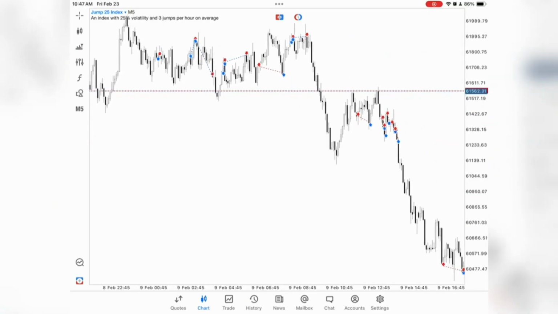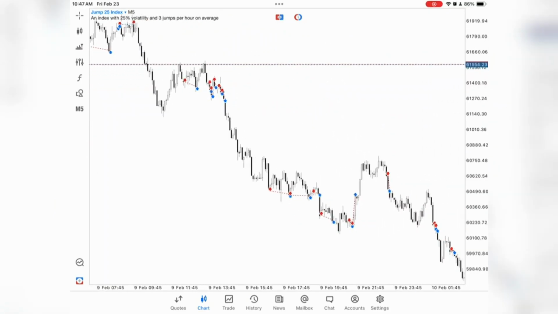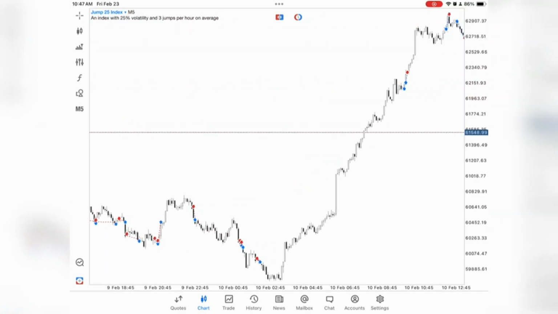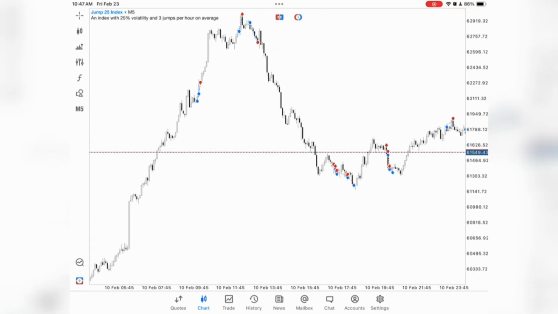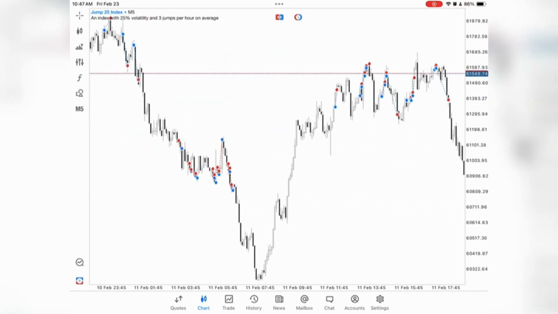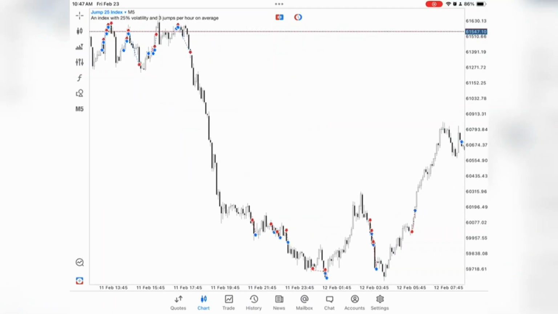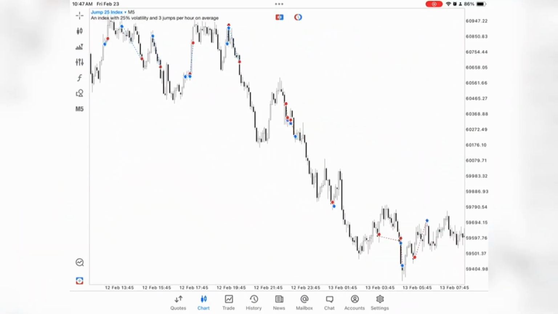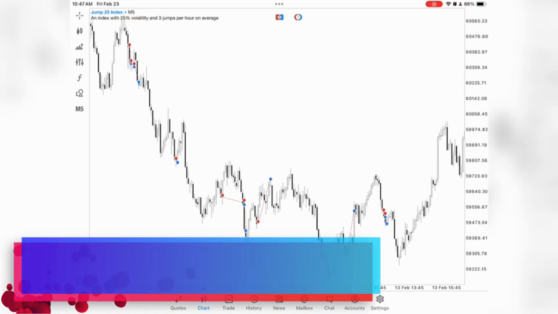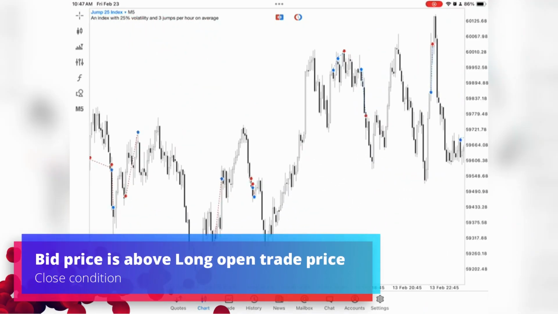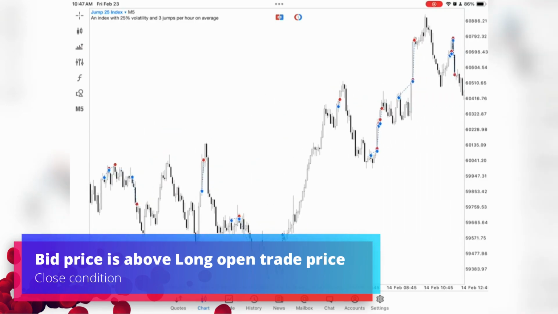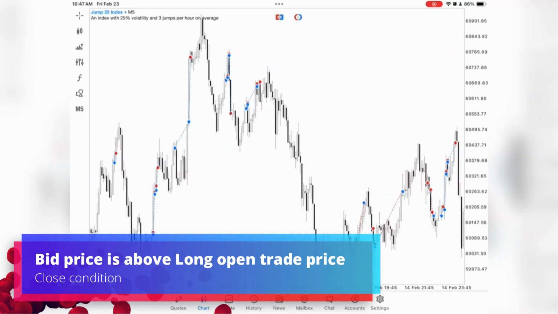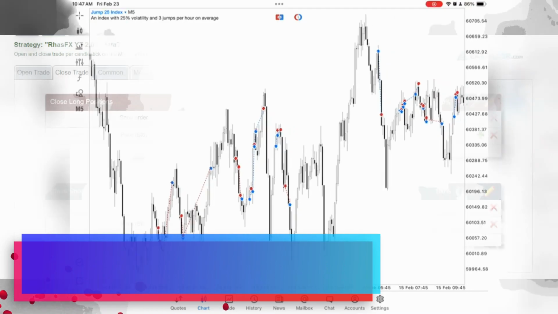Finally, we can work on the close function of the EA. In other words, knowing when to close profitable trades since there is no take profit. Please note that you can add take profit as you like to your bot, but the one that I created did not have any, so you don't necessarily have to follow my method. The close function of the EA is quite simple. We want the robot to close any given long trade when the bid price is above the open trade price. That would be our first function as well as the condition.